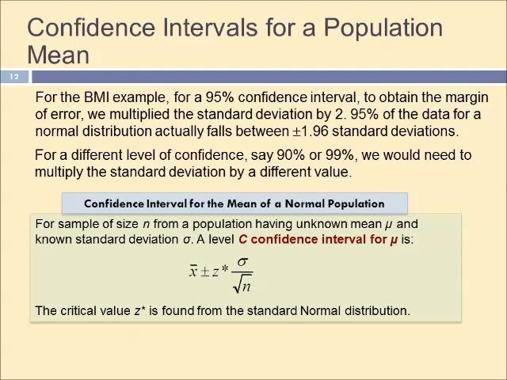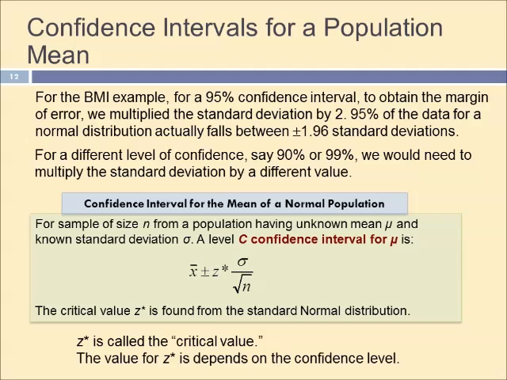So here's a formula. For a sample size n from a population having unknown mean mu and known standard deviation sigma, a C confidence interval for mu is given by x bar plus or minus z star times sigma over the square root of n. And the critical value z star, as it's called, is found from the standard normal distribution. Z star is called the critical value. The value for z star depends on the confidence level.